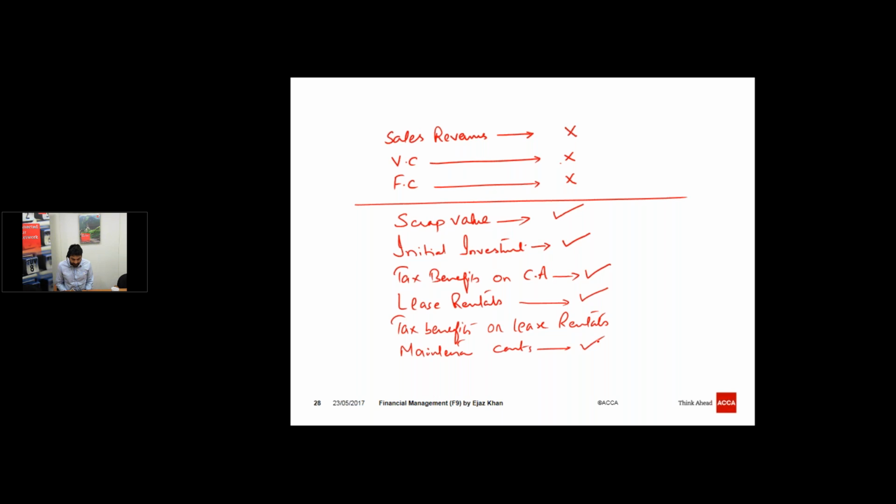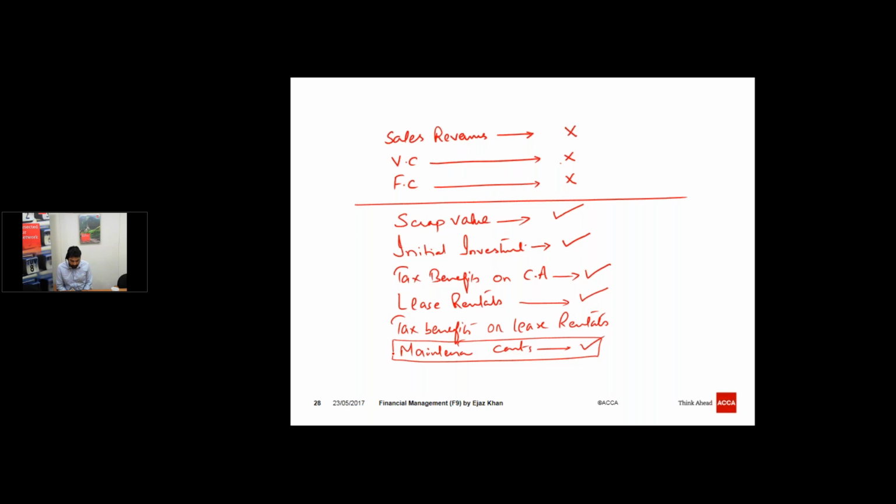So in case maintenance costs are affected by the decision, they will be relevant. In case the maintenance cost is not affected by the decision, it will be irrelevant. So it's a subjective matter. It will depend on the question requirement. So not every time it will be relevant, but it might be relevant at times.